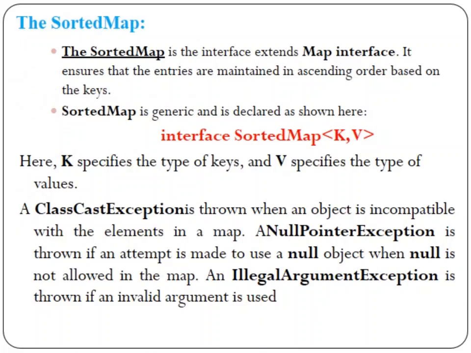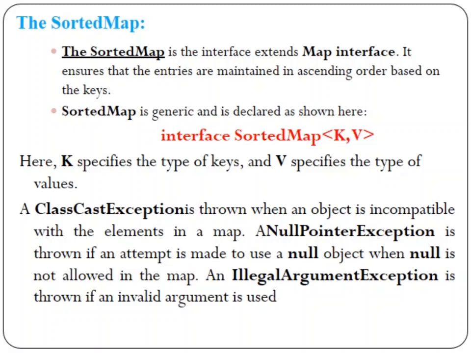Next type of interface is called the SortedMap interface. The SortedMap is an interface which extends the Map interface, and it ensures that all the elements stored in the interface are arranged in ascending order based on the key. The SortedMap is a generic interface and its declaration is shown below: interface SortedMap<K, V>, where K and V specify the type of the key and the type of the value to be held by the SortedMap interface.